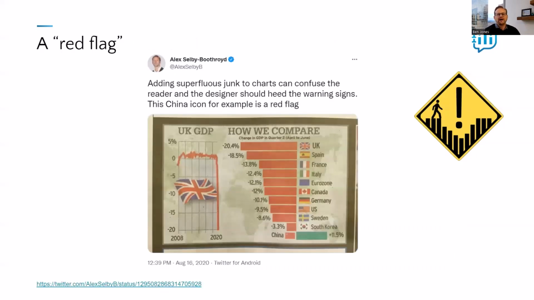I did like this one by Alex Selby Boothroyd. He shared this on Twitter. What I like about it is his witty comment.